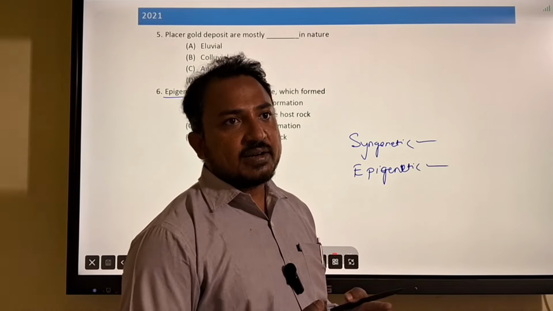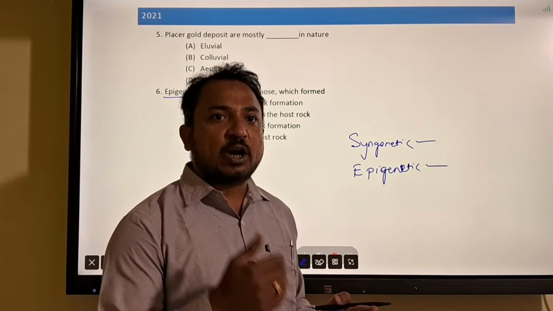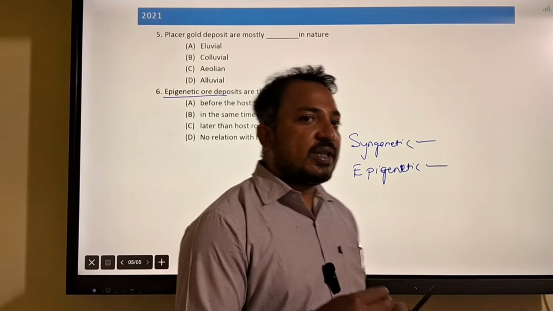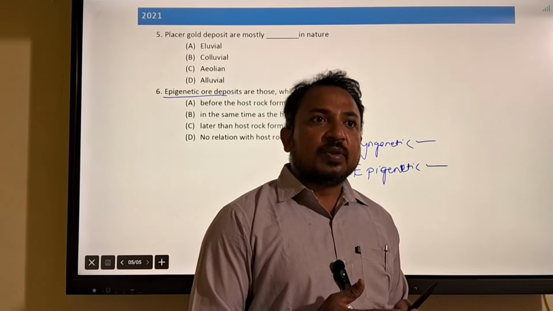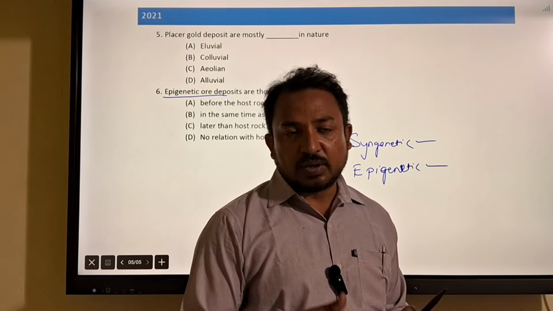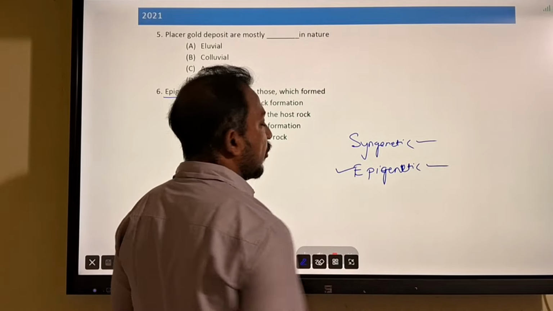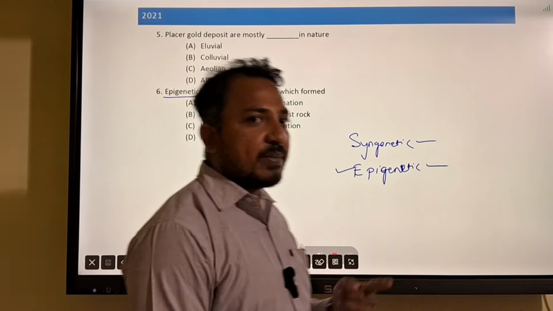So those are the sites where the ore or mineral solution will accumulate and give deposition. In that type of deposition, the ore is deposited in a rock which was already produced. That means after the rock formation, that is called epigenetic. So hydrothermal type of deposition is epigenetic.